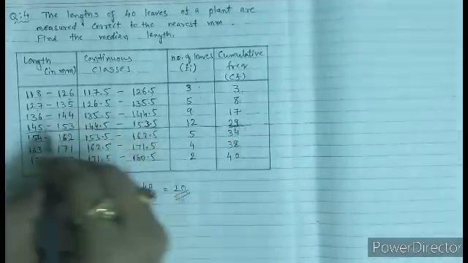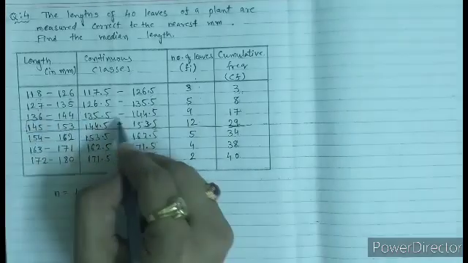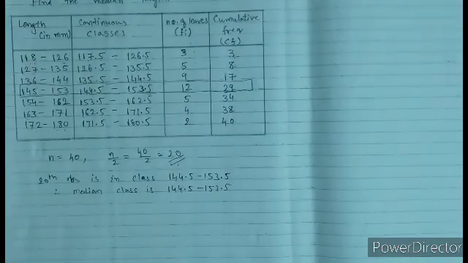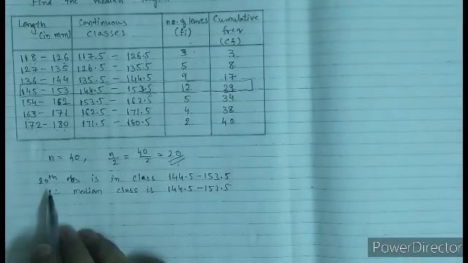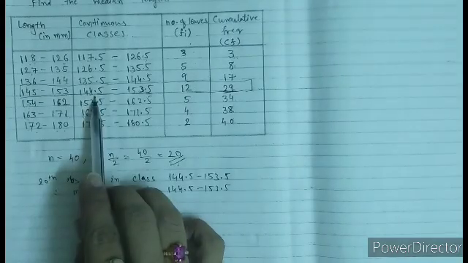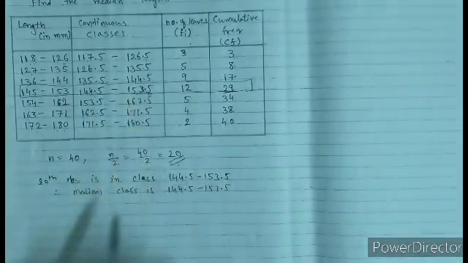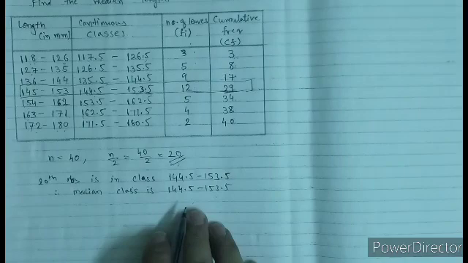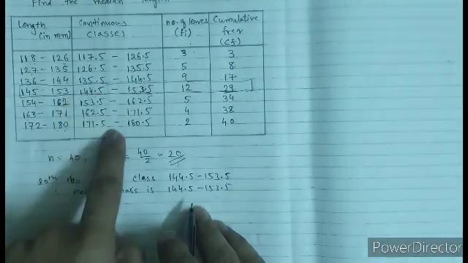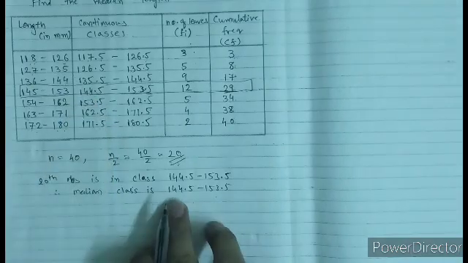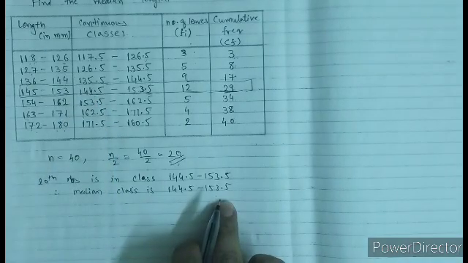We will make a box here. This is the median class for this given data. Now we will write that the 20th observation is in the class 144.5 to 153.5. Therefore, the median class of this data is 144.5 to 153.5. Be careful here. We have to write the median class from the continuous distribution, not from the non-continuous distribution. So we will write the median class is 144.5 to 153.5.